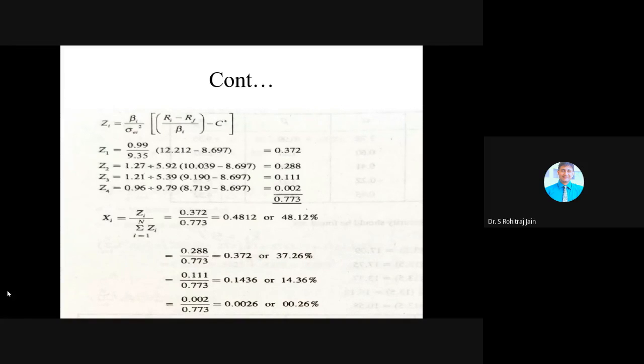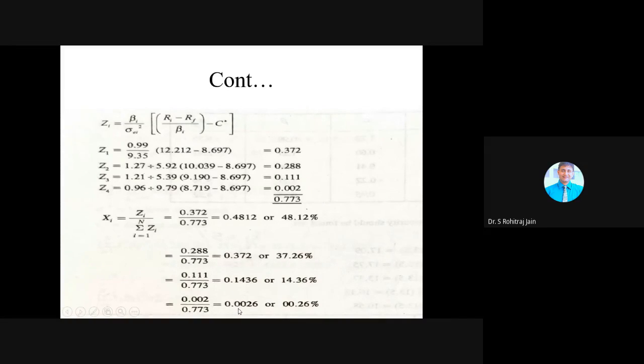Now, for the first stock, students, what is the Zi value? 0.372. I'll apply 0.372 divided by 0.773, the total, which is equal to 0.4812. Similarly, for the second stock, 0.288 divided by 0.773, I got 0.372. Similarly, for the third stock, 0.111 divided by 0.773, I got 0.1436. Similarly, for the fourth stock, 0.002 divided by 0.773, I got 0.0026.